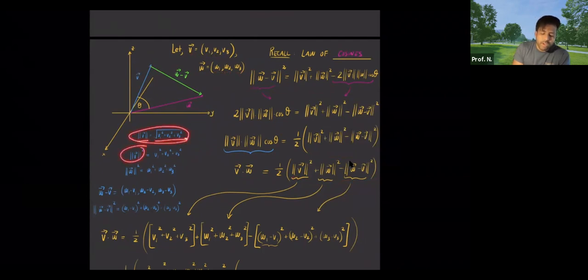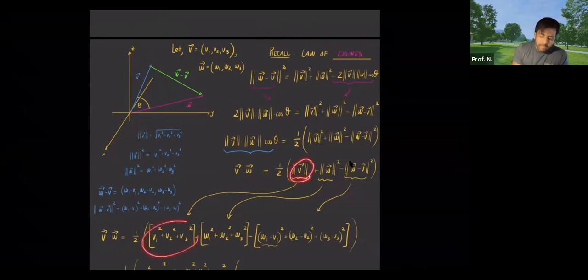So the norm of V squared is the same thing underneath the square root, but without the square root, because when you square the square root, that cancels out. So the norm of V squared is just the squares of the components of V. The norm of W squared are the squares of the components of W. And now that's taken care of here. This is taken care of here.